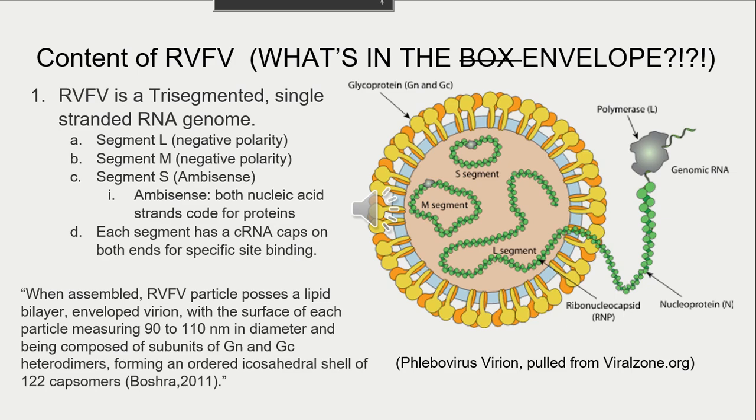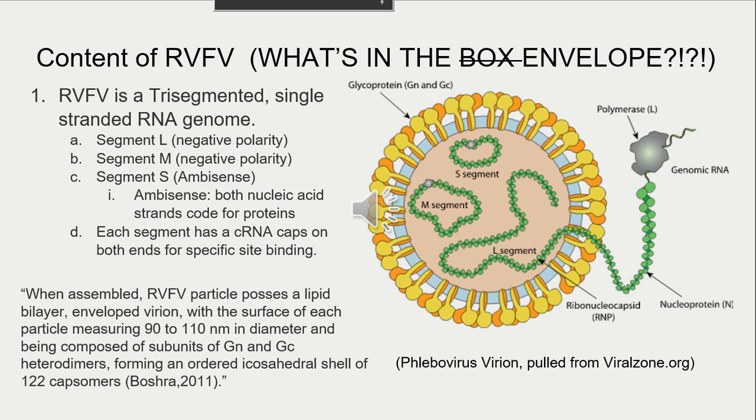Moving on, the content of Rift Valley fever virus, or what's inside the envelope. Rift Valley fever virus has a trisegmented, single-stranded RNA genome. It has 3 segments: L, M, and S. Segments L and M are negative polarity or negative sense, while segment S is ambisense. Ambisense allows for nucleic acid strands to code for proteins on both sides. And each segment has a cRNA cap on both ends for specific site binding purposes.